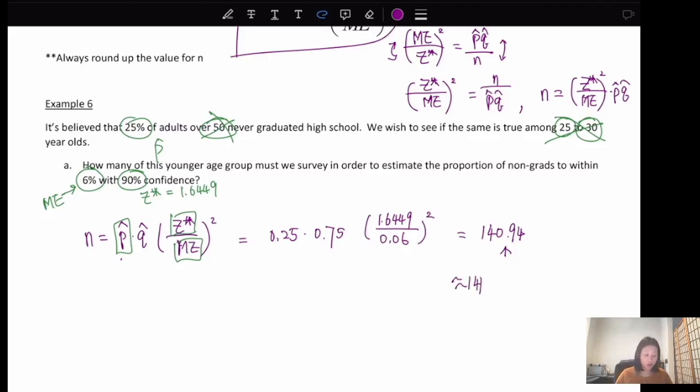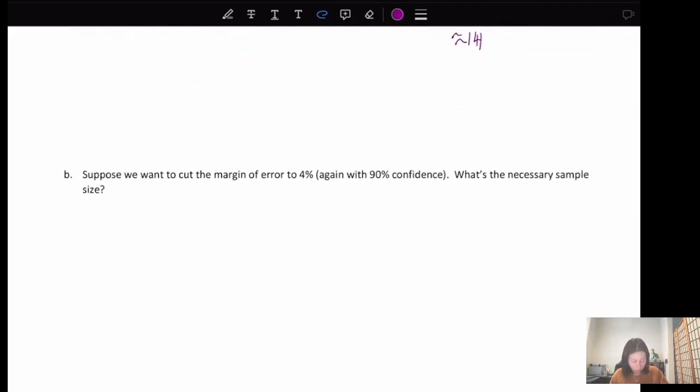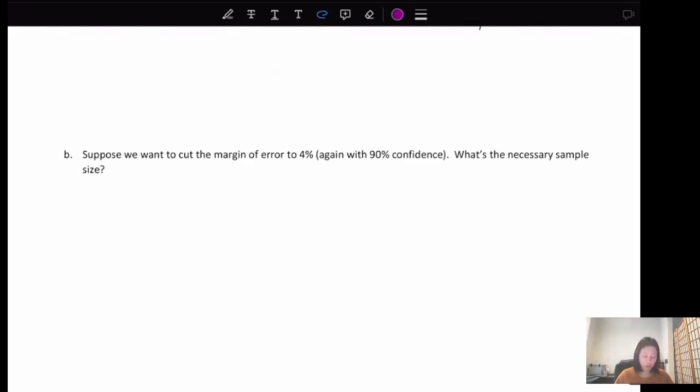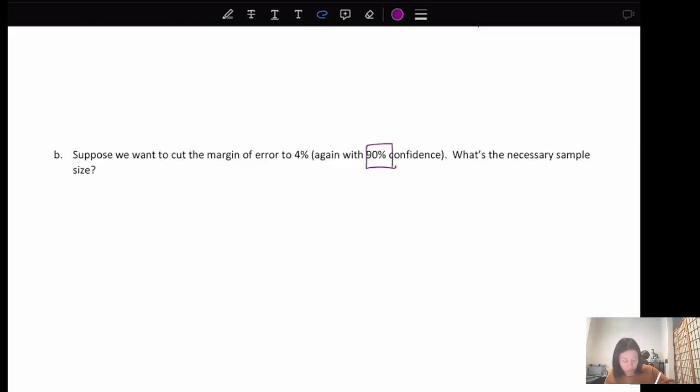So that means we want to survey 141 people of this younger age group in order to estimate the proportion of non-graduates within 6% with 90% confidence interval. B, suppose we want to cut the margin of error to 4% with the same confidence interval. What's the necessary sample?